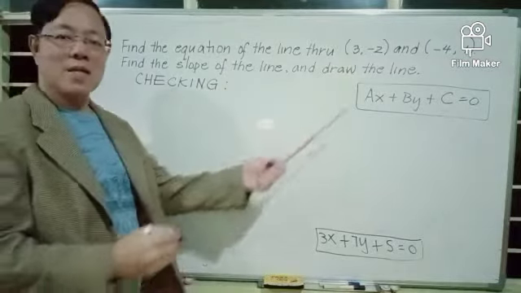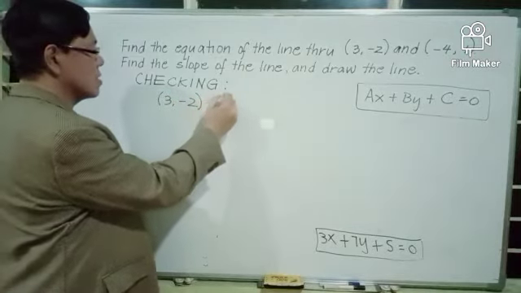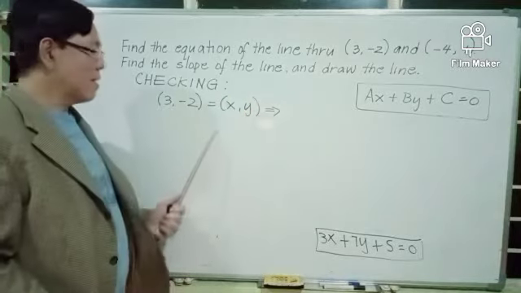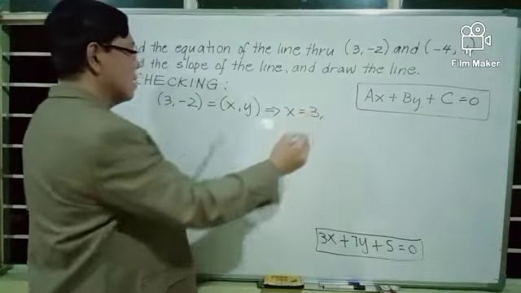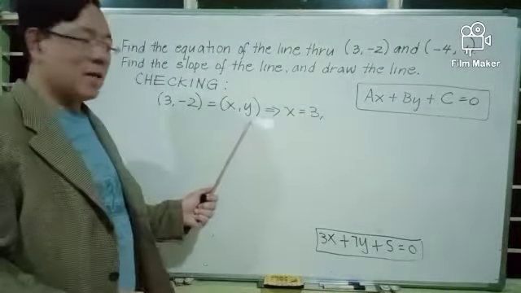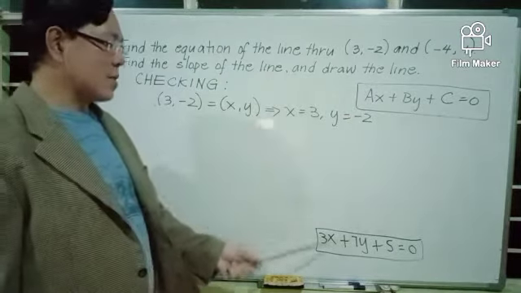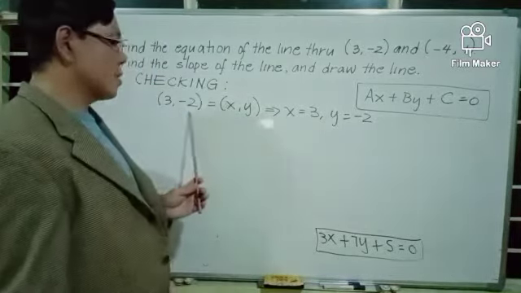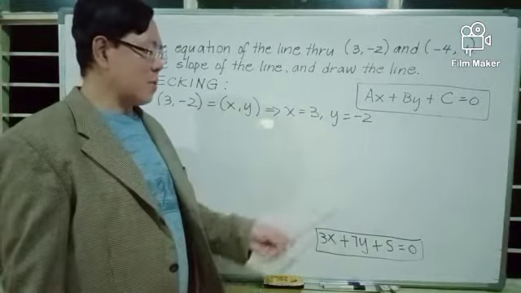The first point, 3, negative 2. We take this as the point xy, which implies that x is 3 and y is negative 2. If this point is a point on the line with this equation, then these values of x and y, the coordinates of this point, must satisfy this equation. So we now substitute these values of x and y into this equation.